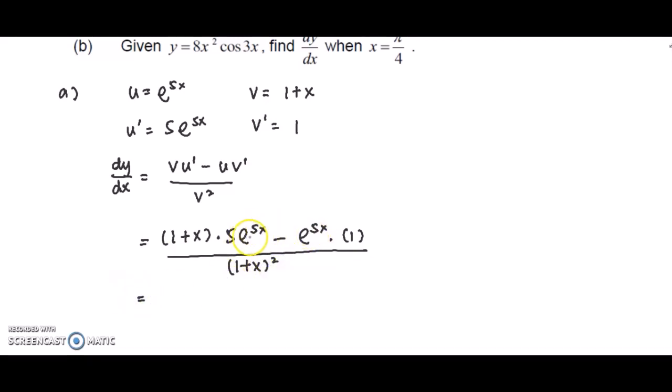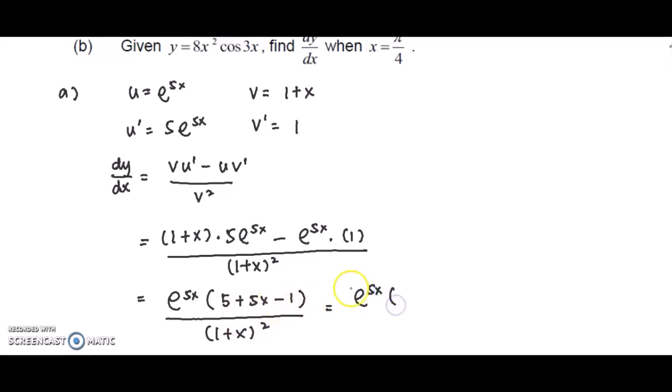And you can see that you can factor out the e power of 5x for both terms. After you factor out the e power of 5x, you still have 5 plus 5x, alright, minus 1, divided by (1 plus x) power of 2. Then inside this bracket, you still can simplify. That is your 5x plus 4, divided by (1 plus x) power of 2.